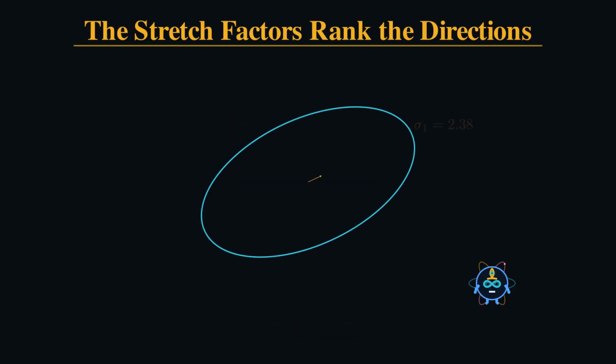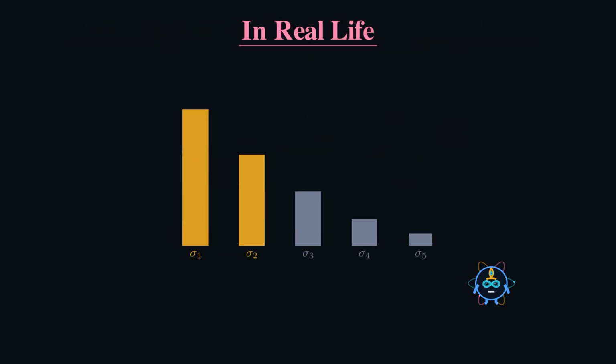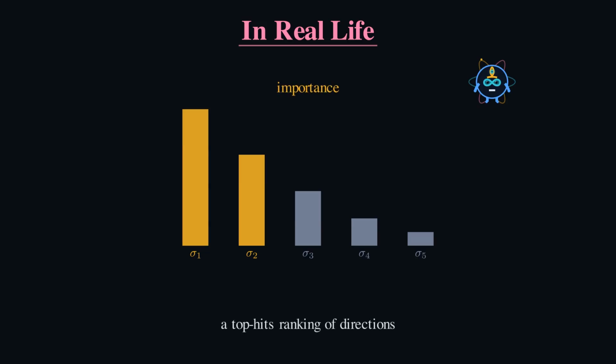Look at the ellipse the circle became. Its long axis and its short axis are exactly the singular values, how far the matrix stretches in each direction, and they come out sorted biggest first. So the singular values are a ranking. The first direction matters most, the last barely at all. The singular values are a top hits chart for directions. The first carries the most, the next a little less, and the tail carries almost nothing. Keep the hits, drop the filler, and you have barely lost a thing.